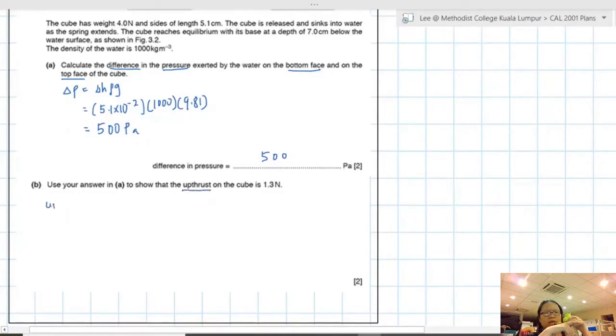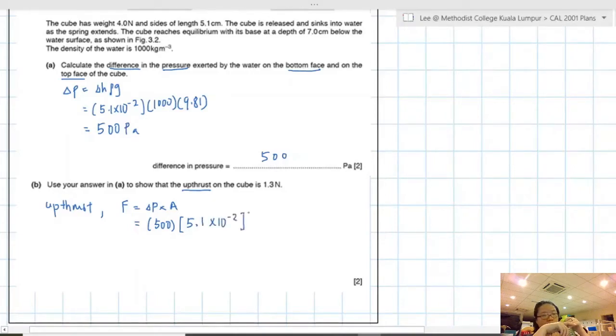So use your answer in A to show that the upthrust on the cube is 1.3. So once again, upthrust is due to the pressure difference delta P. So F is equal to delta P times A, because P is equal to F over A. So we're going to put 500 here, and then the area will be just 5.1. Don't forget to convert to meter, because all the units in the equation are SI.